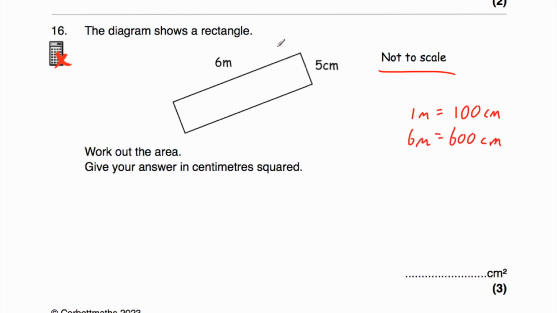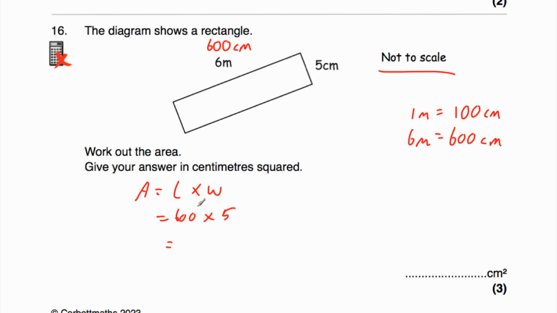So that means that the length of this rectangle is 6 meters, but we could also consider it as 600 centimeters. So to find the area, we need to do the length multiplied by the width. So area is equal to length multiplied by the width. So the length is 600 and the width is 5. So if we do 600 multiplied by 5, we'll get our answer.